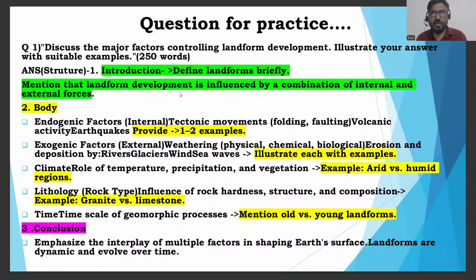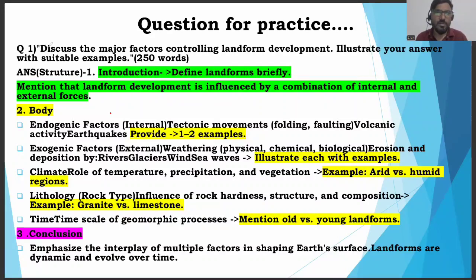The next important part is the questions for practice. As promised, we will be discussing at least one question in every lecture. Just see the questions I have provided, and the structure of the answer also. The question of the lecture is: discuss the major factors controlling landform development. The first part of the question says that you have to discuss the major factors which control landform development.